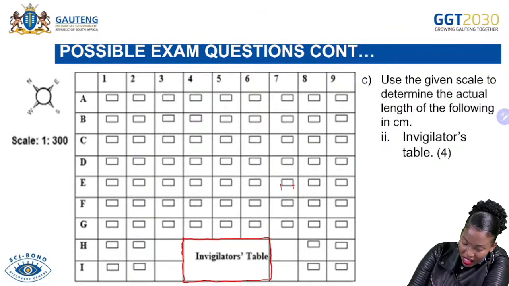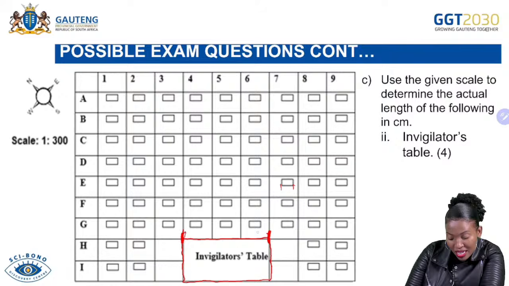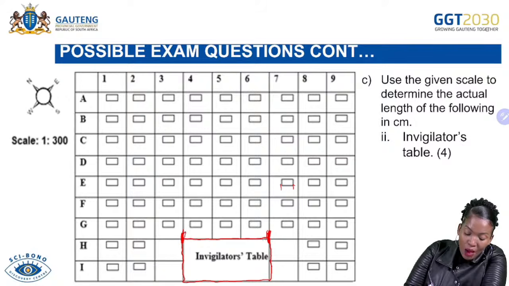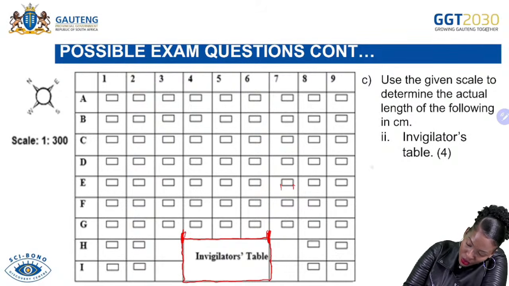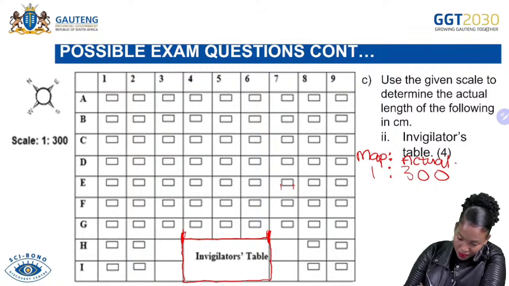That is the same thing again here, which is with the invigilators table, is that the distance from here up to there, that is the longer side. So therefore, this becomes our length. So this is our length. So guys, you are going again for this one, you are going to rewrite your scale to say 1 is to 300, remembering that the first unit represents the map and then the second unit represents the actual.